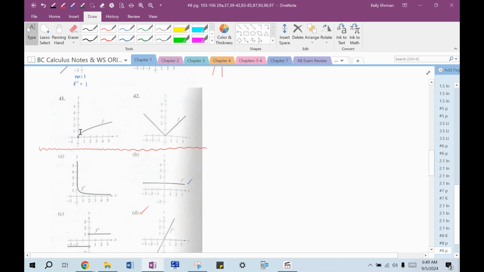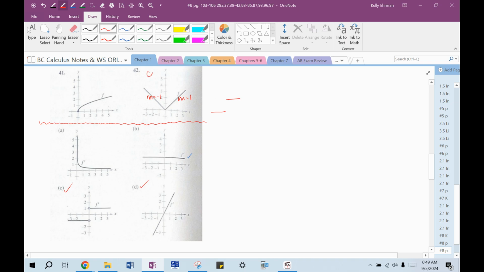All right, for 41, or actually I might go to 42 because anytime I see linear segments, that's easy to pick out. This slope over here is -1, while this slope is +1. So the derivative graph should have a horizontal line at -1 and then switch to +1. So that is graph C. So by default, we have A for this one, but we can investigate here.